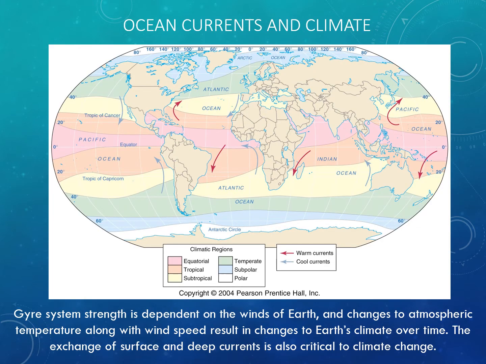Gyre system strength is dependent on the winds of the Earth. Changes to atmospheric temperature, along with wind speed, result in changes to Earth's climate over time. The exchange of surface and deep currents is also critical to climate change. So on this diagram, we have different climatic regions of the world's oceans. We've got equatorial, tropical, subtropical, temperate, subpolar, and polar.